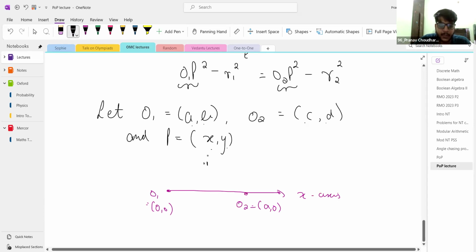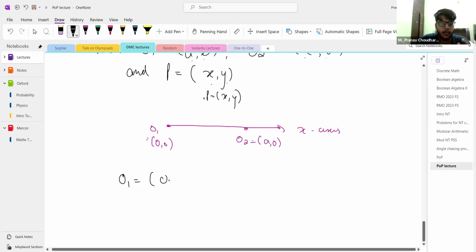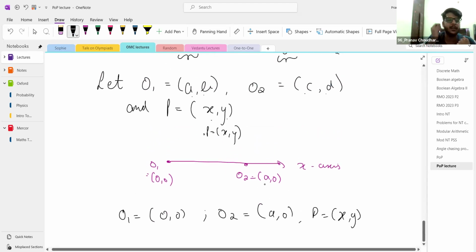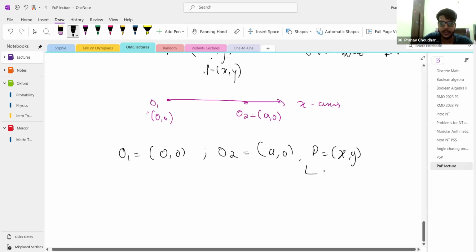And I'll now take P equals (x, y). So what are the points that I have now? O1 is (0, 0), O2 is some (a, 0), and P is (x, y). I have now just three variables. Rest all are zeros, and zeros are obviously nice in computation. Do you see the clever way? With the naive way, which everyone would be doing, we had six variables. Bad. But now we only have three variables.